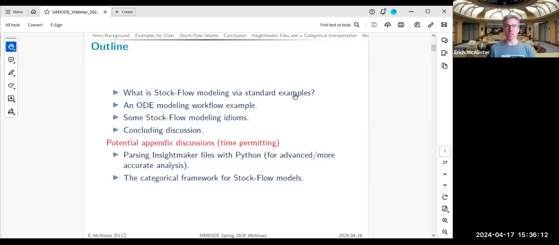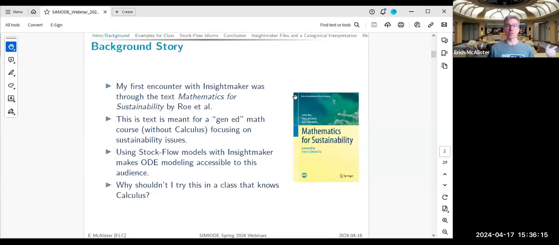So at the beginning, I want to just talk about where I found out about Insightmaker. The first place I saw Insightmaker was in this book called Mathematics for Sustainability by Rowe et al. And this is a gen ed math class, a kind of quantitative reasoning class that students who are not STEM majors take to get their required college math done. And it focuses on sustainability issues.